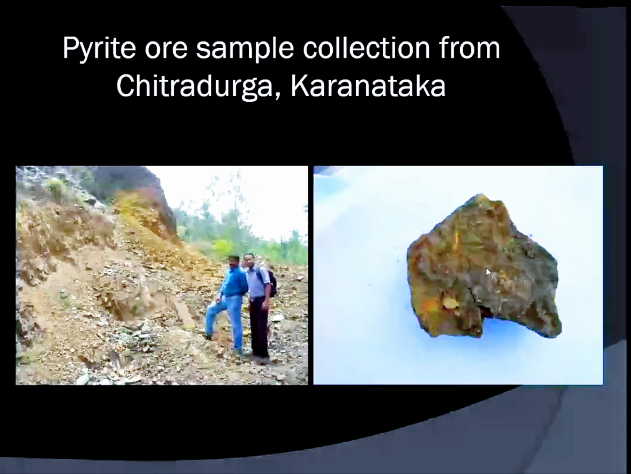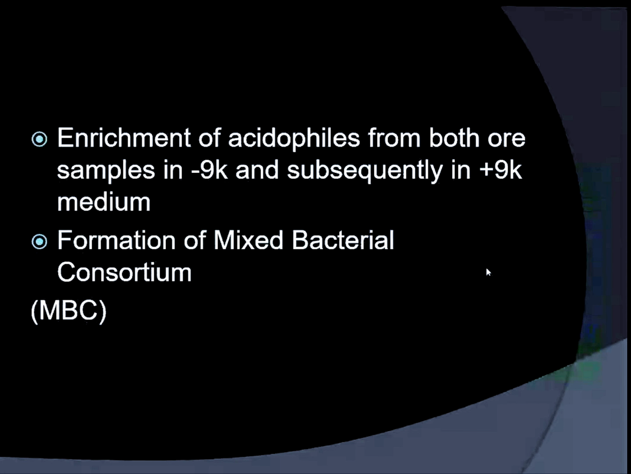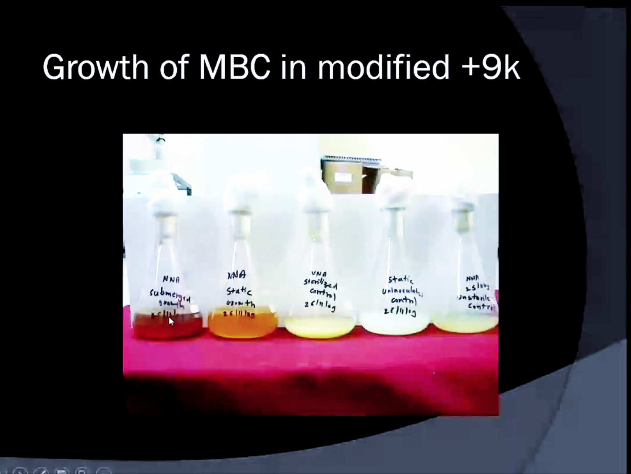We have grown these microorganisms in our lab, and we have enriched them, as I said. These two enriched samples, from the pyrite and from the bauxite, were enriched separately and then mixed together to get the mixed bacterial consortium. Fine. So this is what we have got, and we have kept the competition open, as I said earlier. You can see the dark reddish color is an indication of good growth of the organism. This is the microscopic view.